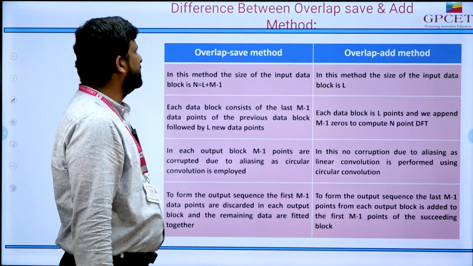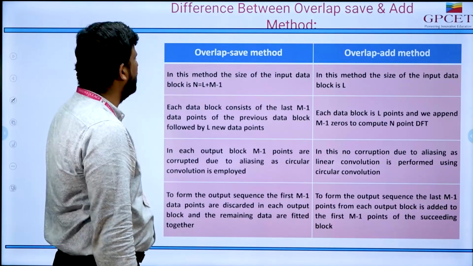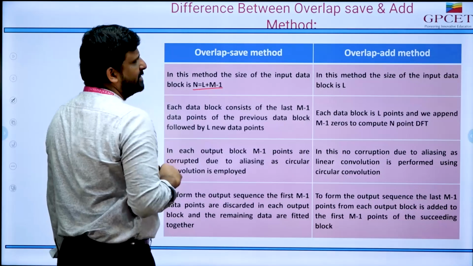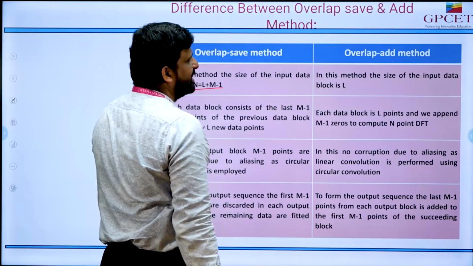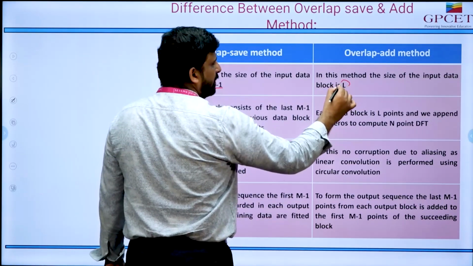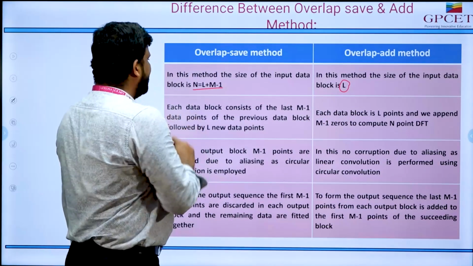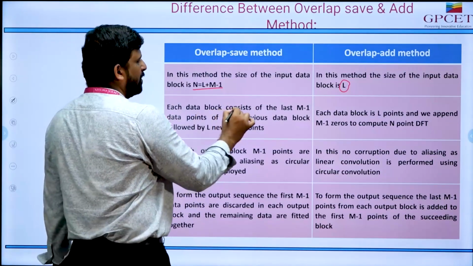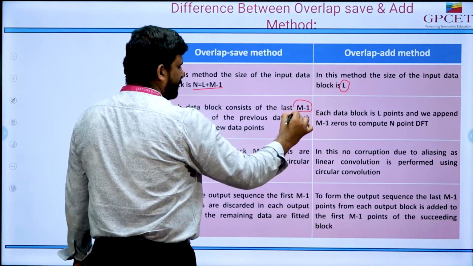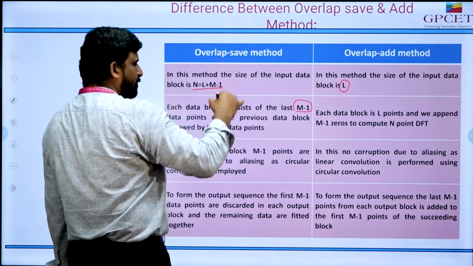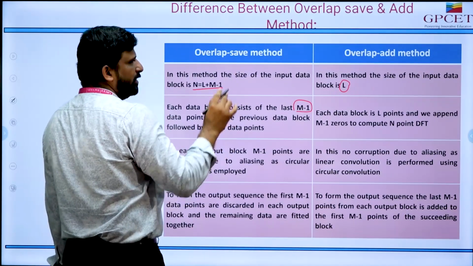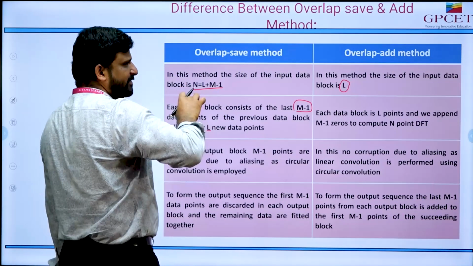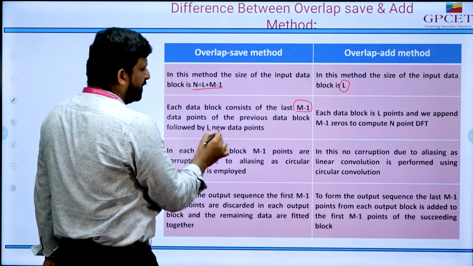So finally, you can see the difference between the overlap save method and the overlap add method. In this method, the size of the input data block is N equal to L plus M minus 1. In this method, the size of the input data block is capital L only. This is the first difference. Each data block consists of the last M minus 1 data points of the previous data block, followed by L new data points. The last M minus 1 is added to the first sequence of the next sequence x2 of n, and the remaining will be new L data points.